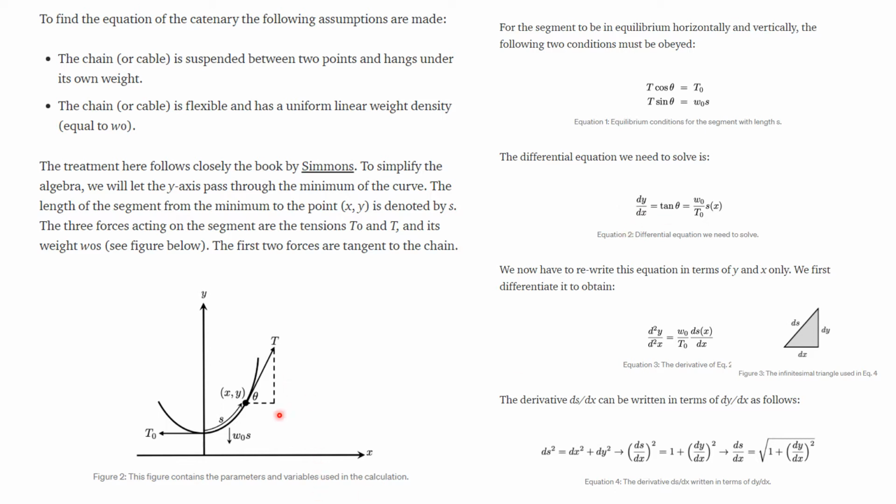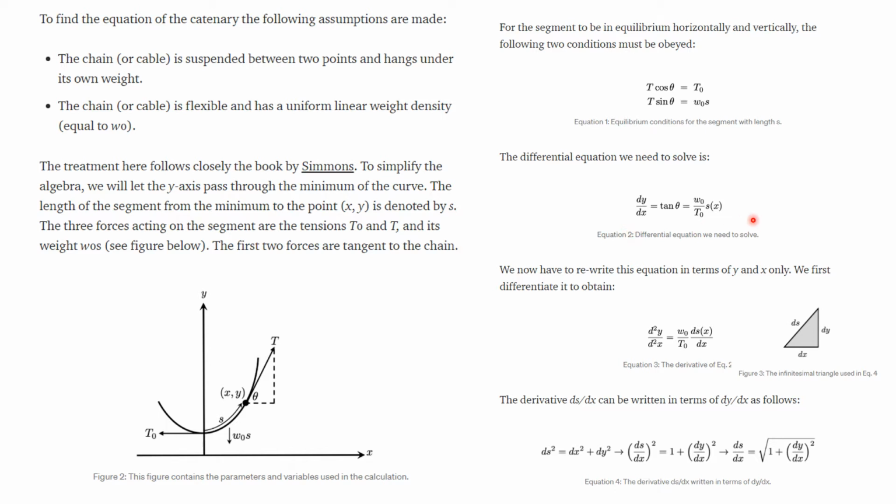It is the rise over the run, the opposite over the adjacent, and so I have this tan theta. But now I can see what tan theta has to be, and to get tan theta I go up to these equations. If I take the bottom one and divide it by the top one, the t's will cancel. I will have tangent, and over here I will have w0 s of x divided by t0.